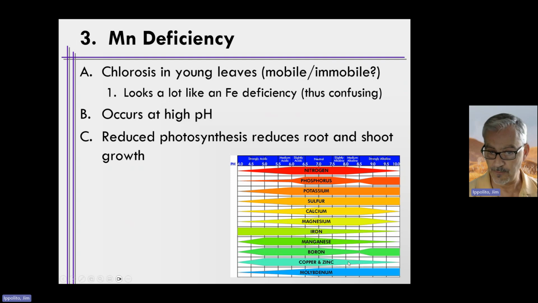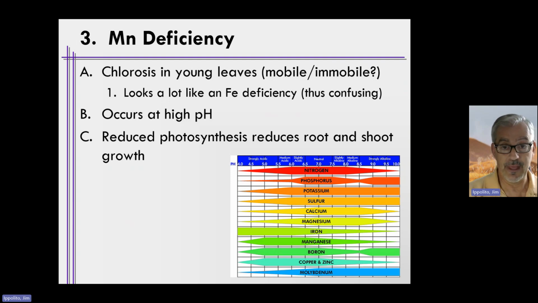Same thing happens with copper and zinc and iron. And so these micronutrients that we've been discussing in this class all decrease in terms of availability as pH increases. Manganese is no exception, and so deficiencies occur at high pH.